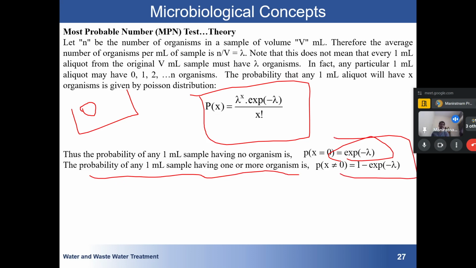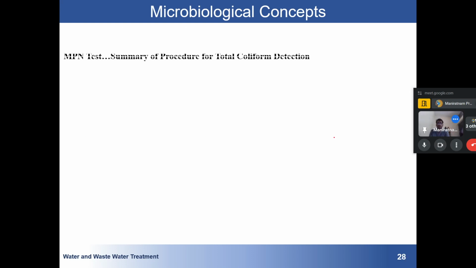Okay, so this is a mathematical model. Now the question is how it can be determined what the number of bacteria present in the system is. That we will do by an experimental method. For the experimental method, we do total coliform detection.